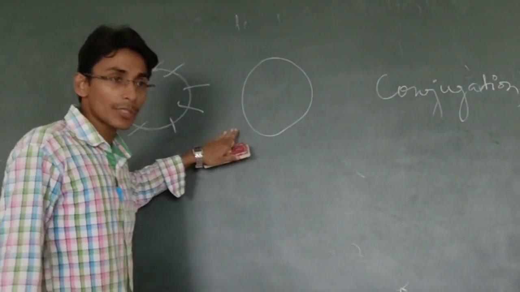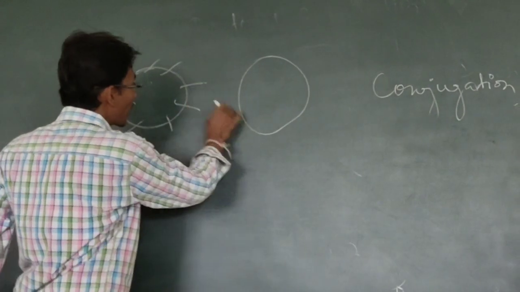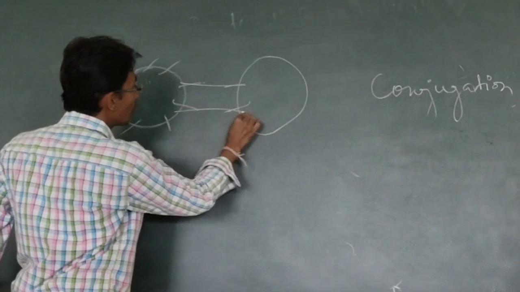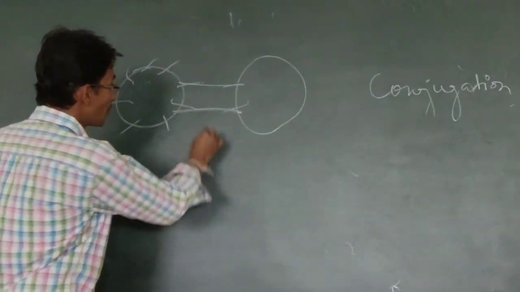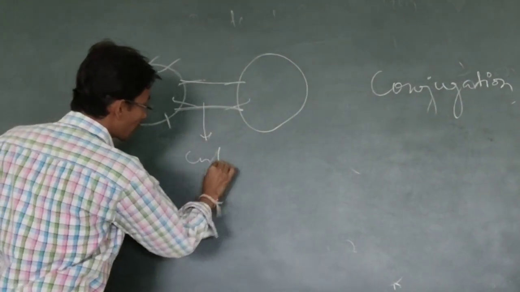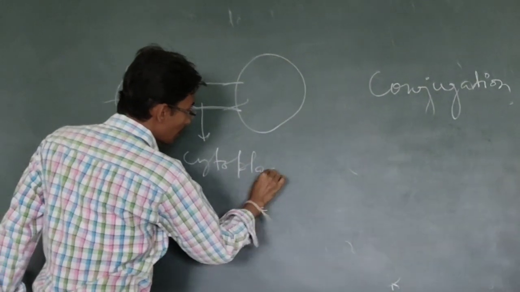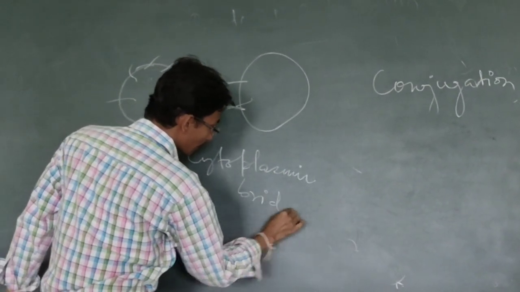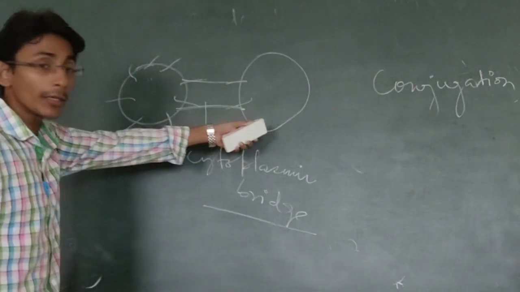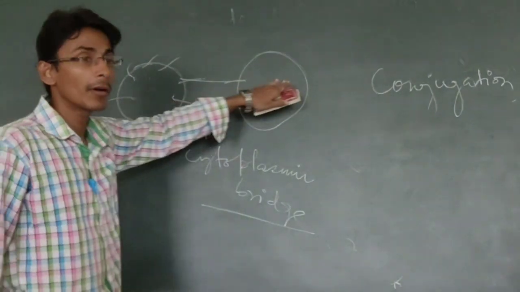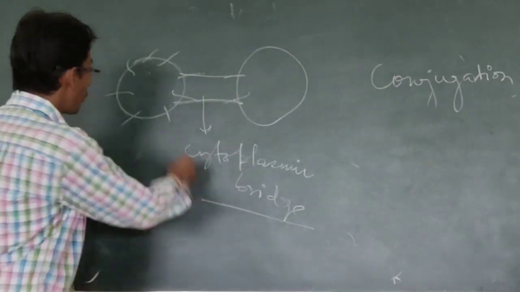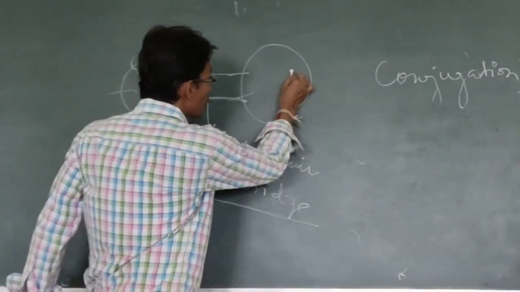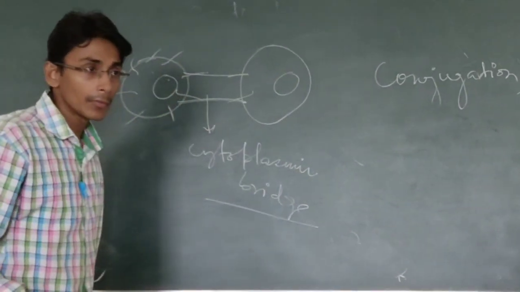So in the conjugation process, when the pili attach to the recipient cell, a cytoplasmic bridge forms. This bridge is called the cytoplasmic bridge between the donor cell and the recipient cell. The donor cell has its genome, and the recipient cell also has its genome.